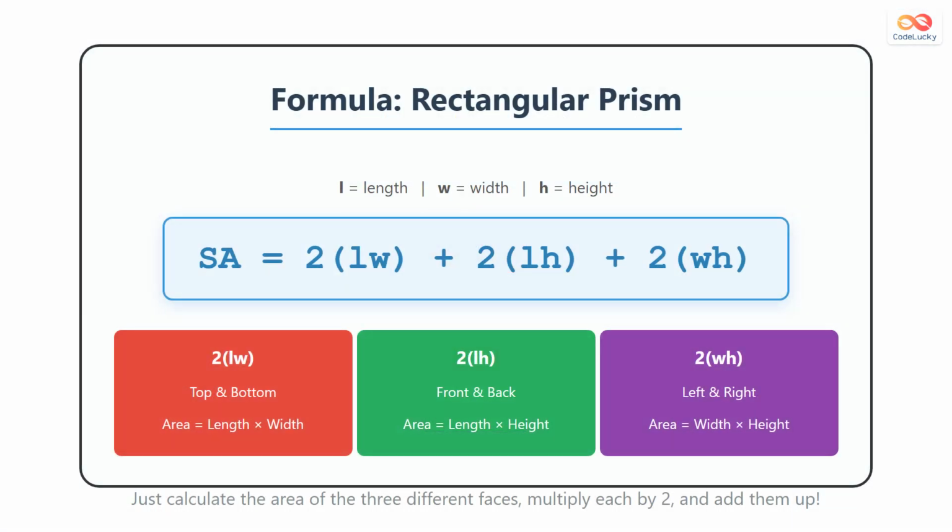Here is the formula for a rectangular prism. Surface area equals 2 times length times width, plus 2 times length times height, plus 2 times width times height. It looks complex, but it's just calculating the area of the 3 pairs of faces, top and bottom, front and back, and the sides, and adding them up.